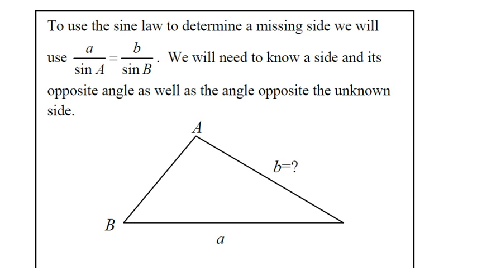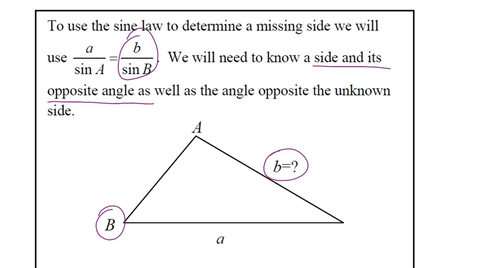We need to know a side and its opposite angle, as well as the angle opposite the unknown side. So we need a side and its opposite angle. That's this and this. Since those are kind of paired up here, I'm going to refer to that as a known pair. Okay? We need a known pair. We need to know an angle, and we need the measure of the side opposite.